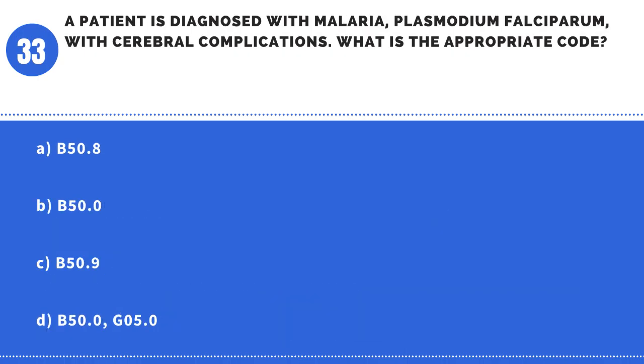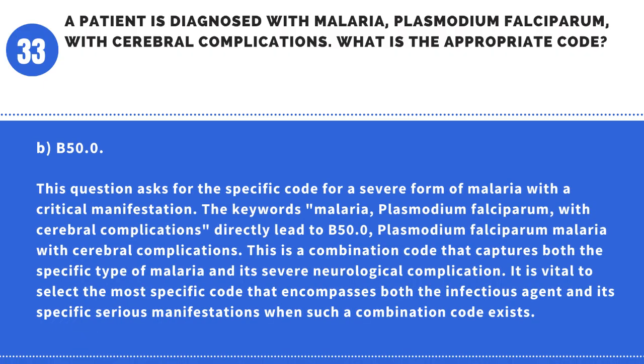Question 33. A patient is diagnosed with malaria, Plasmodium falciparum, with cerebral complications. What is the appropriate code? A. B58, B. B50.0, C. B59, D. B50, G05.0. Answer B. B50.0. This question asks for the specific code for a severe form of malaria with a critical manifestation. The keywords malaria, Plasmodium falciparum, with cerebral complications directly lead to B50.0, Plasmodium falciparum malaria with cerebral complications.